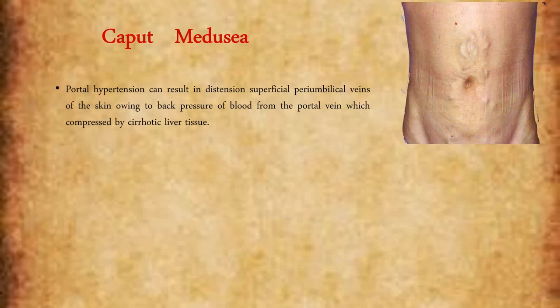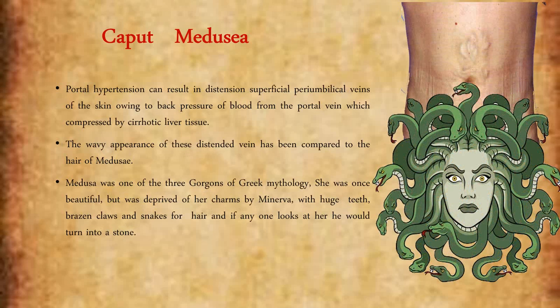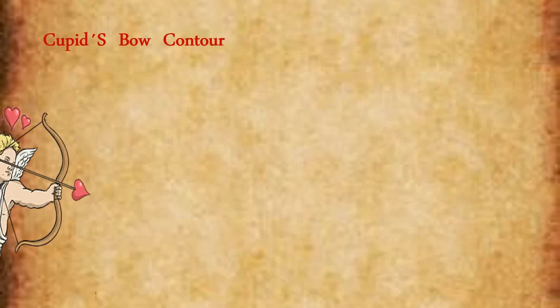So what is caput medusae? The wavy appearance of these distended veins has been compared to the hair of Medusa. Medusa was one of three gorgons of Greek mythology. She was once beautiful, but was deprived of her charm by Minerva, one of the goddesses, and became a creature with huge teeth, razor claws, and snakes for her hair. If anyone looks at her, he would turn into stone.